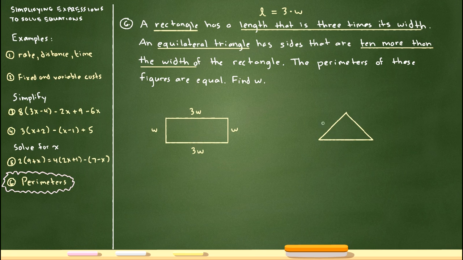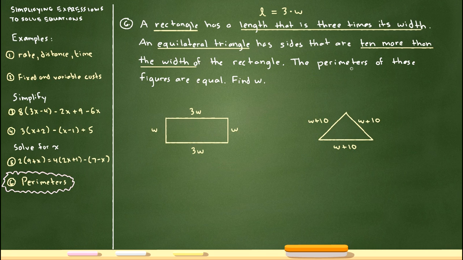Now, what about the sides of this triangle here? What do they tell us? So these sides are 10 more than the width. So we have the width being W, and 10 more than the width would be W plus 10, right? And since it's an equilateral triangle, all these sides are going to be the same. So there are my two pictures, my rectangle and my equilateral triangle.